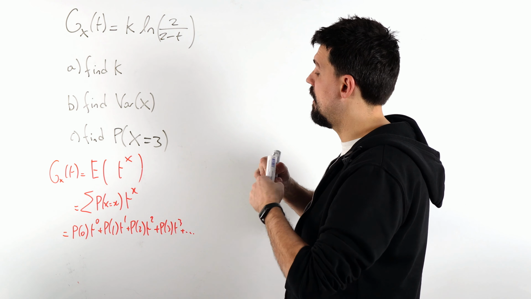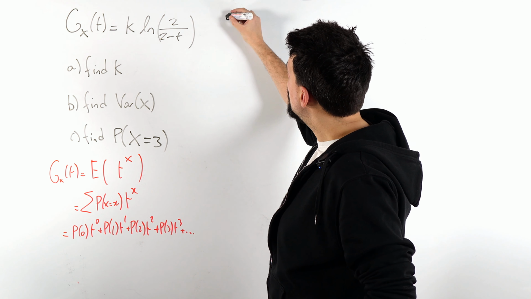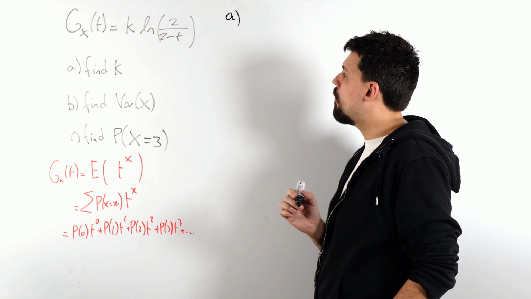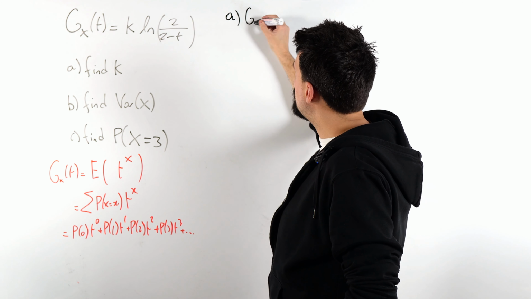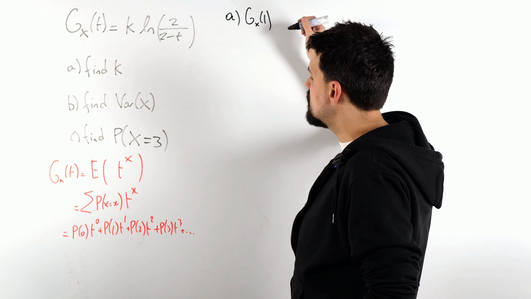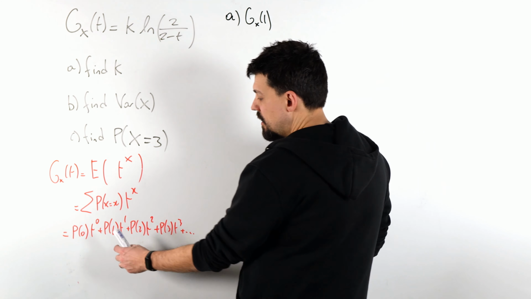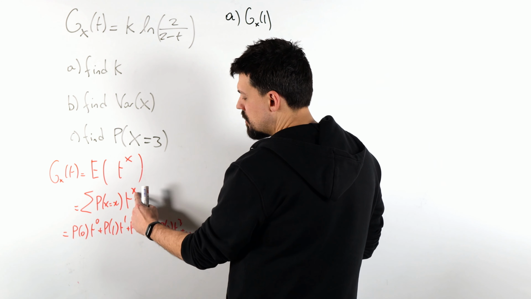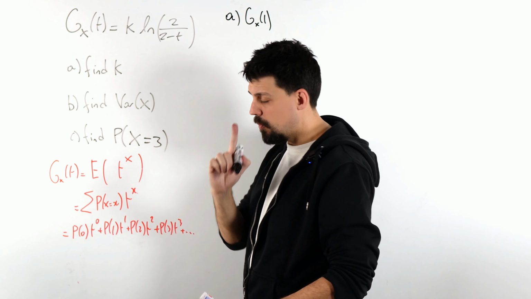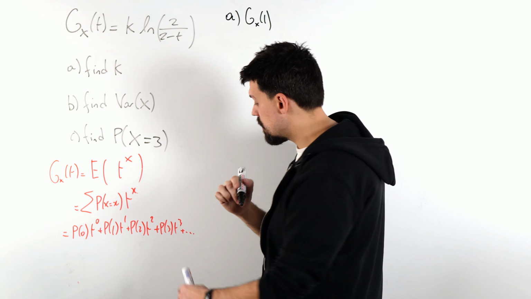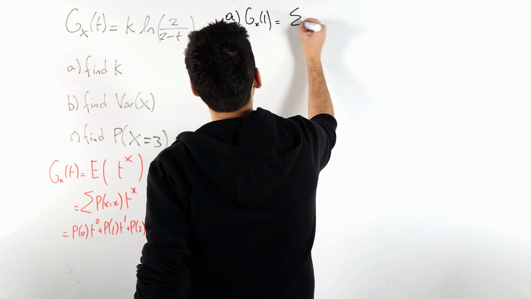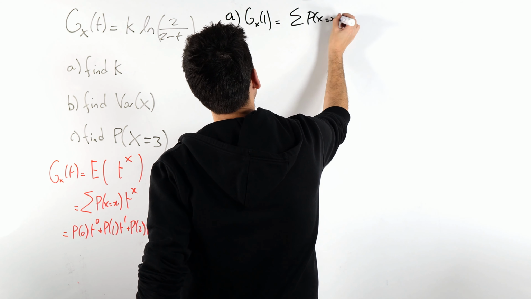Now, before we go any further, let's have a look at part 1. Well, what would happen if I plugged in 1? So what if I was to plug in 1? Because the key for this is, of course, that 1 to the power of anything is 1. 1 to the 0, 1. 1 to the 1, 1. 1 to the 2, 1. So this just becomes the sum of the probabilities.